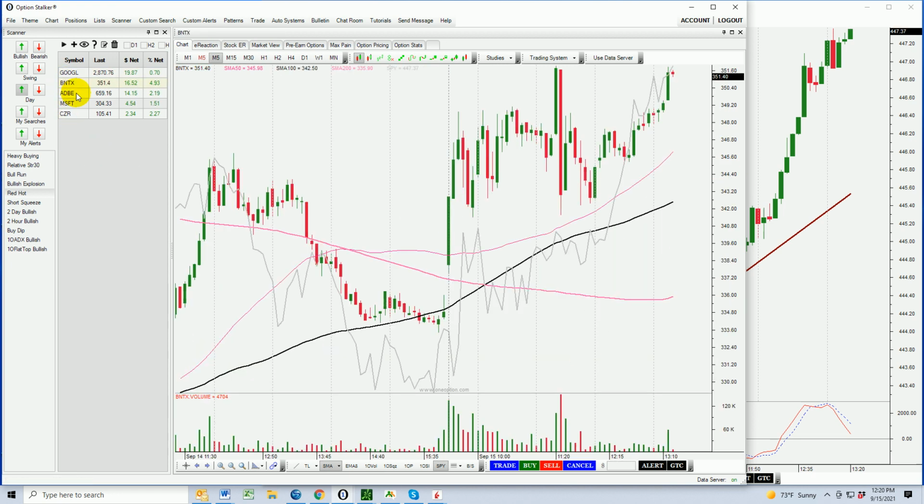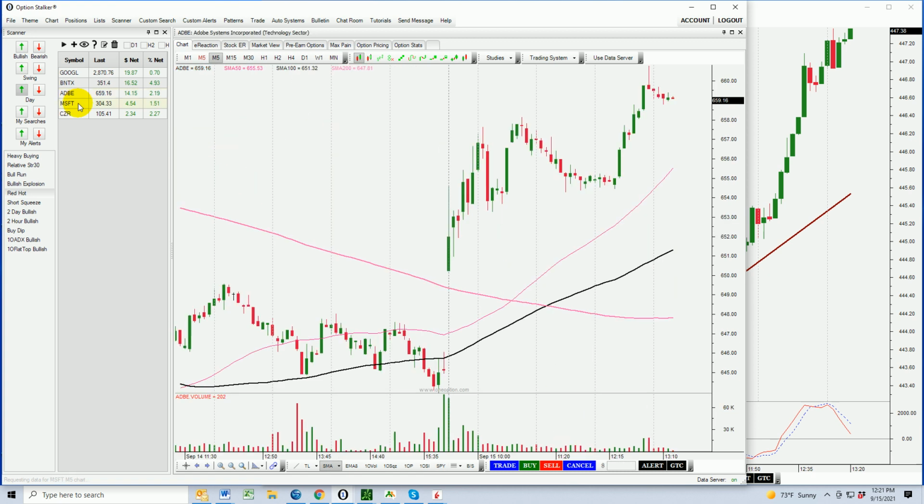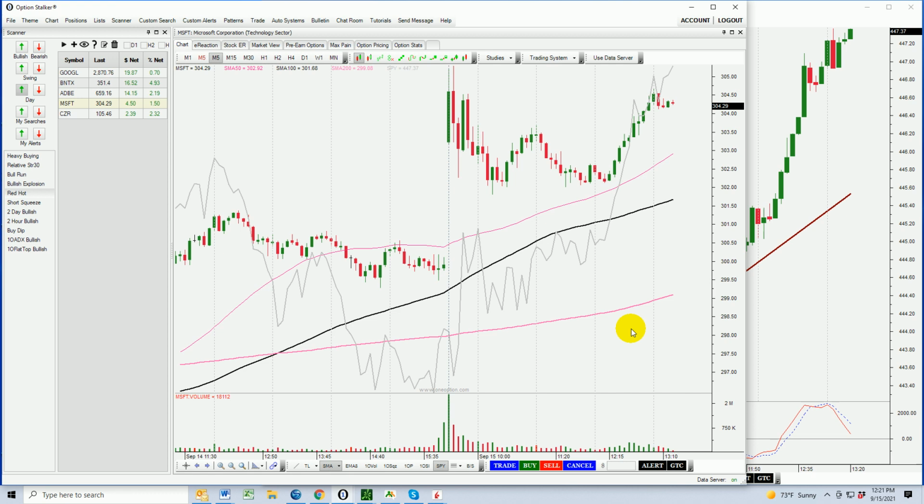BNTX, pretty decent. Adobe was on the list. Microsoft. Microsoft is my stock of the day. I really like it. And here you can see gap up. Nice support in here. Market coming up to its high of the day, the gray line. Microsoft able to hold that support. Once the market goes, Microsoft lifts off.